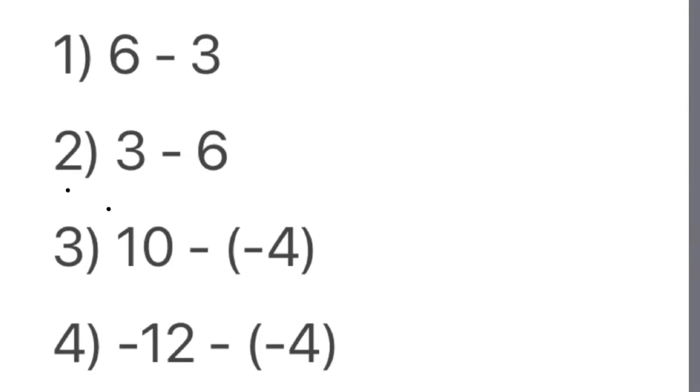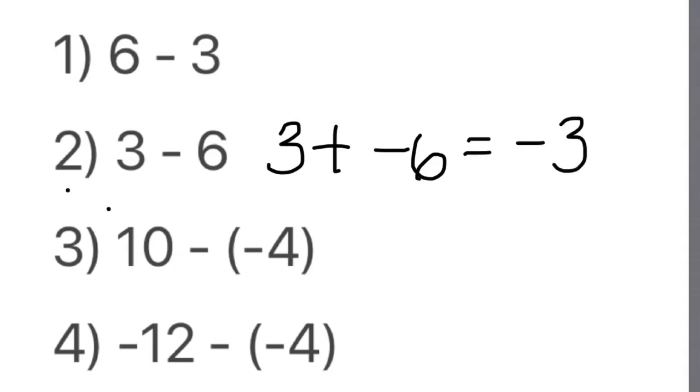There are so many different ways to do number 2. I'm going to use keep, change, flip since that's our new strategy that we are practicing right now. So I'm going to keep 3. I'm going to change subtraction to addition and flip positive 6 to negative 6. If I owe $6 and I have 3, I pay off part of what I owe and I still owe negative 3. So the answer to number 2 is negative 3. Pause the video and try number 3 on your desk.